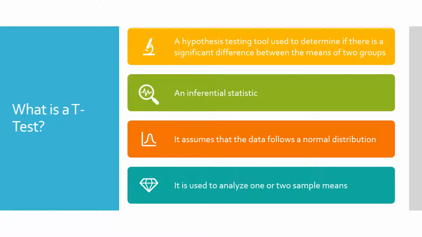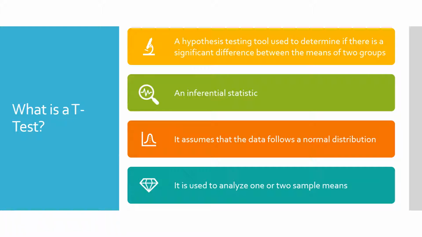What is a t-test? A t-test is a hypothesis testing tool used to determine if there is a significant difference between the means of two groups. In other words, are the differences between the two groups meaningful, or is it more likely that they happened by chance? The significance is a result of the size of the difference between the means of the two groups, the standard deviations, and the size of the sample. Essentially, a t-test compares your sample means to the null hypothesis condition.